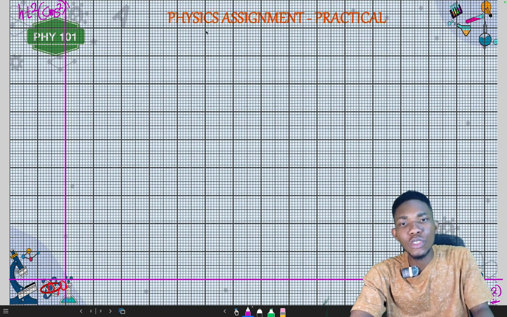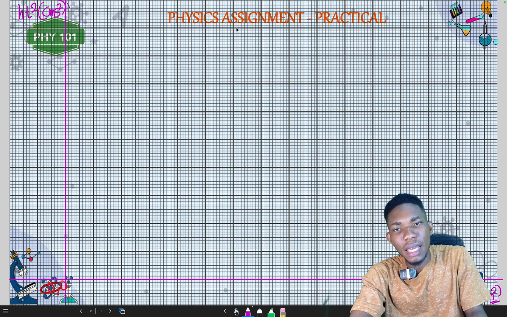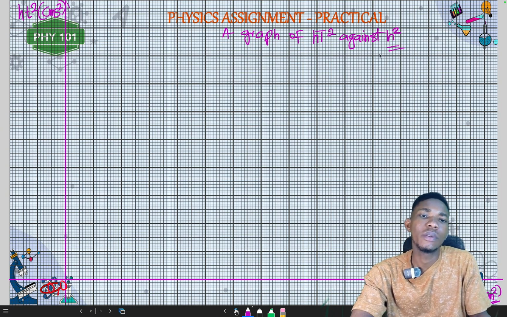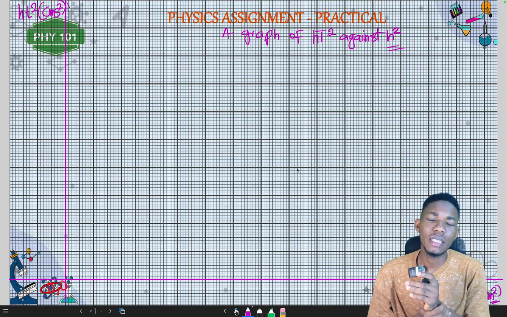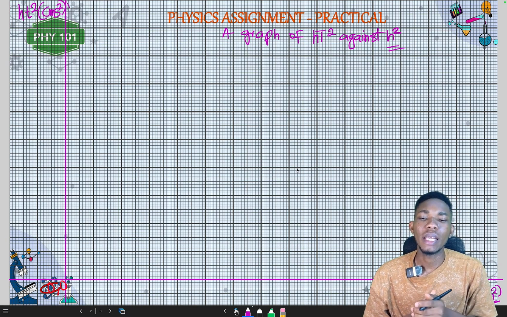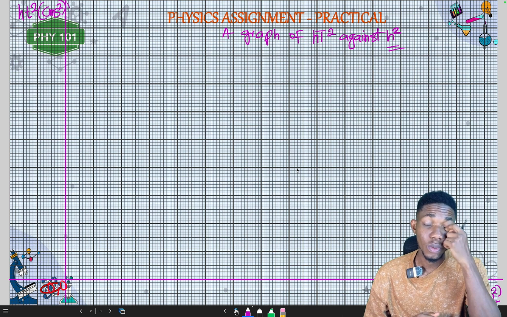Now, having written the 0, 0, the next thing is for us to start choosing our scale. Before you choose a scale, write the title of the graph. These are the things they mark. A graph of HT square against H square. Is that okay? A graph of what? HT square against H square. Write it on top of your graph. Now we are going to choose a suitable scale.